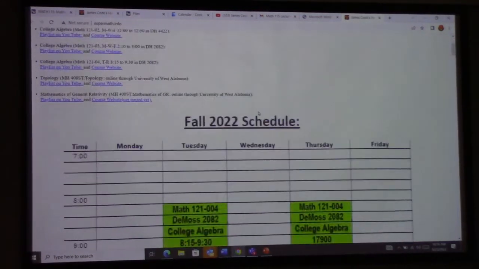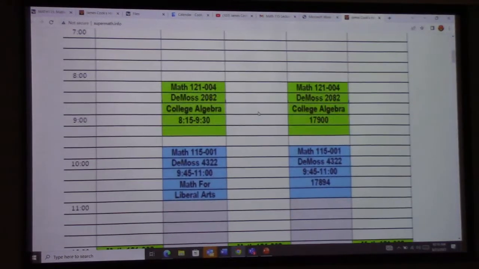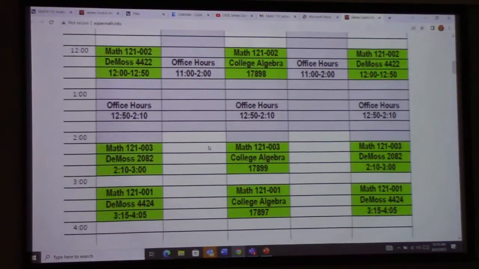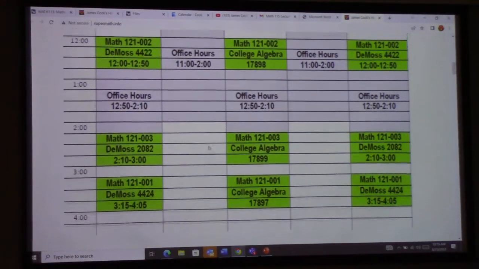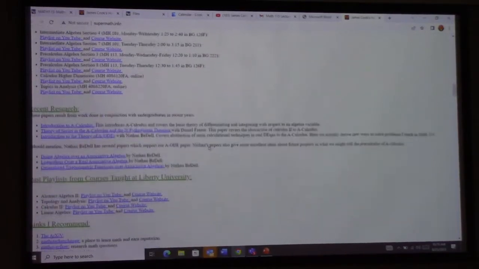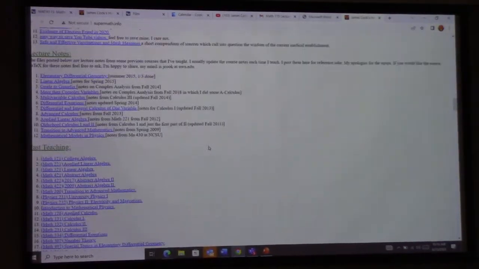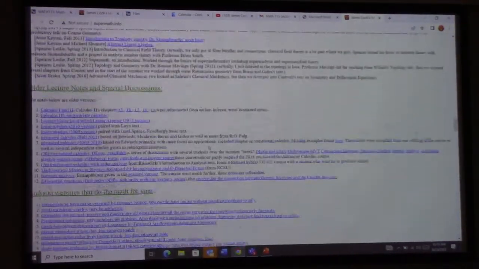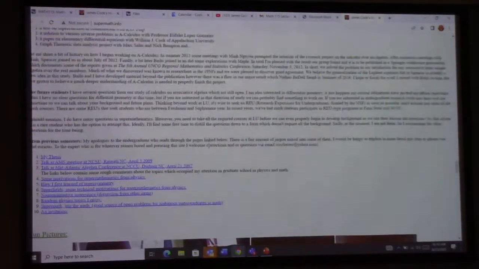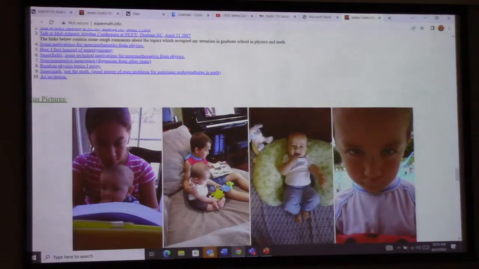And down here is my fall schedule. We're right here. My office hours I have afterwards and there. And so you can see where I am at different times if you want to track me down. And if you keep going down, I've got stuff from old teaching, lots and lots of stuff I've done. And if you keep going and going, eventually you'll find pictures of my children.